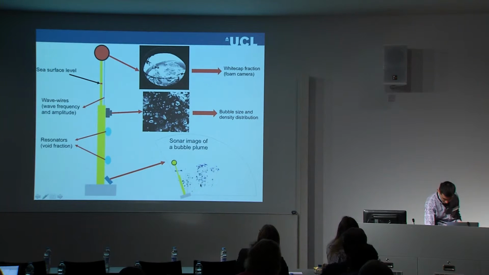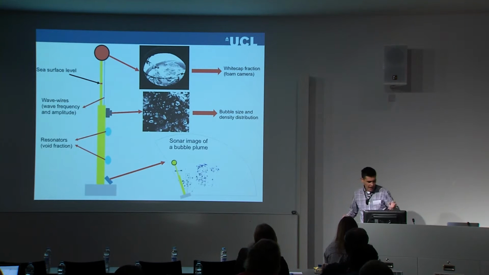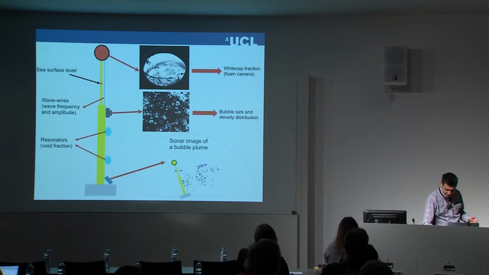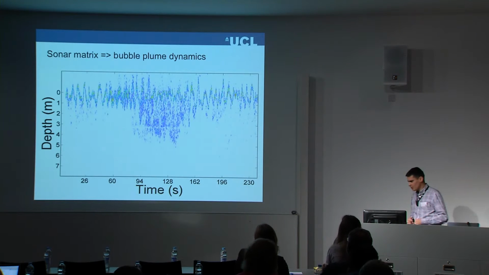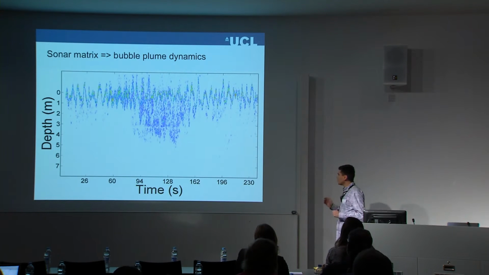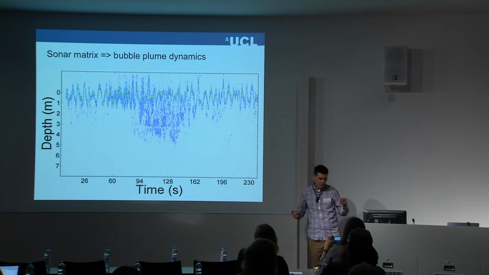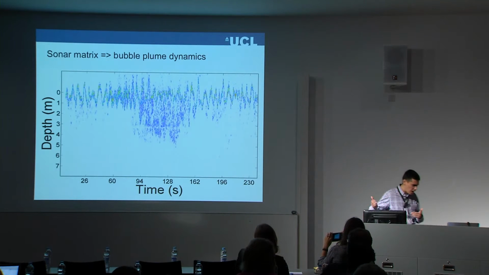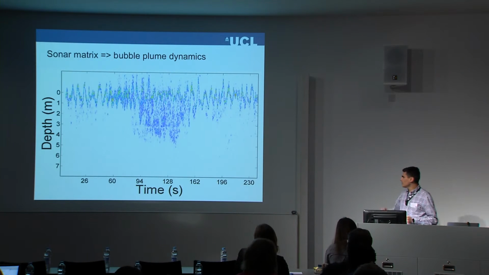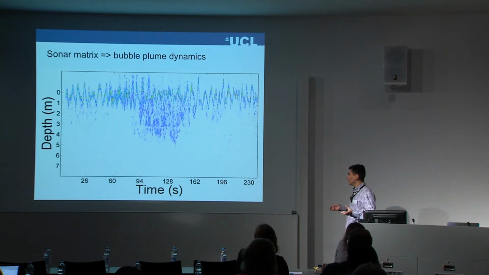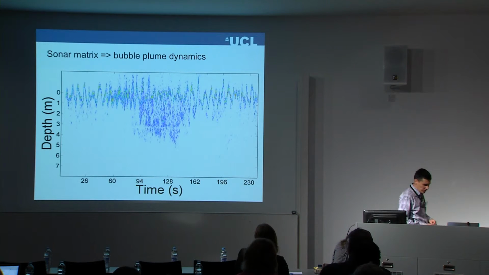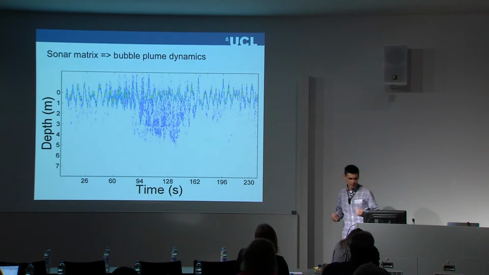I chose a subdomain here from the sonar images, and I averaged it over a time interval, and I obtained what I call the sonar matrix, which is a high-resolution representation of how the sonar sees, a vertical representation of how the sonar sees the waves, and in this case, a bubble plume event building up and dying away in time. The colors represent the backscatter intensities generated by the bubbles.